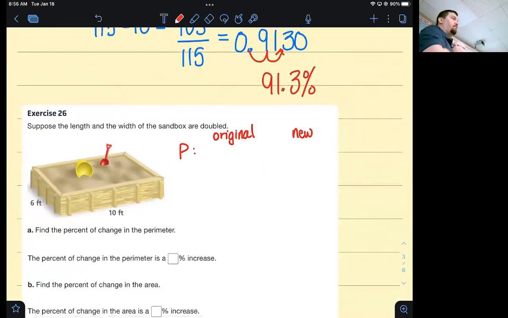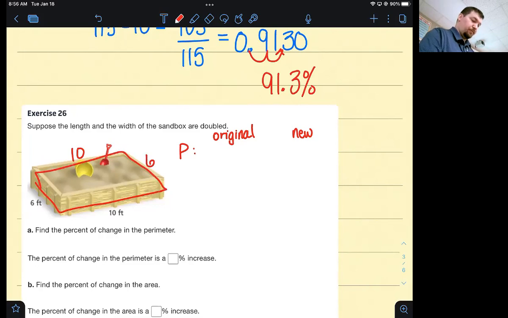We'll start with original. Aiden, can you tell me how to find the perimeter of a rectangle? Okay. So Aiden, when you add 10 and 6 with another 10 and another 6, what's that going to give you for the perimeter? 22. Are you sure? Wait, 22? I think we forgot 1 10 in there. 32. Yeah. So the perimeter is going to be 32. 6 plus 10 plus 6 plus 10.